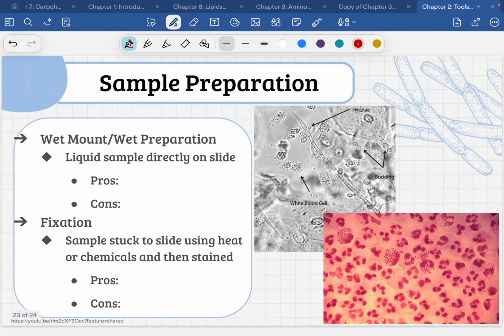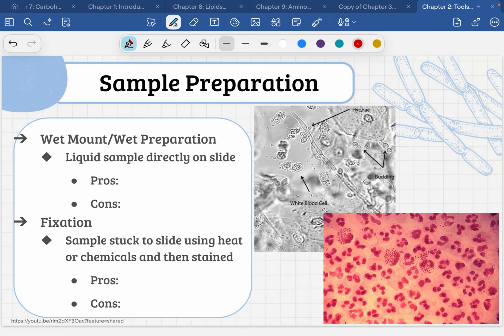Okay. But what I do want to talk about is sample preparation. So when we are trying to look at samples underneath a microscope, there are two major ways to do that. One is through what we call a wet mount or a wet preparation, and the other one is through fixation and staining. Okay? And each one has pros and cons, and it's important that you understand the difference and why you would want to use one over the other.